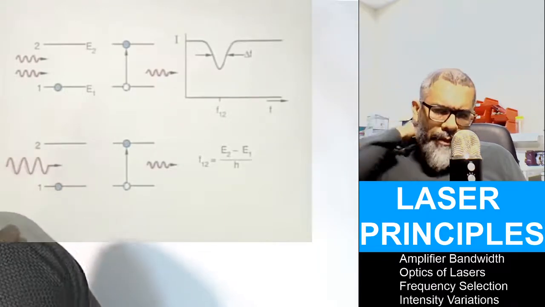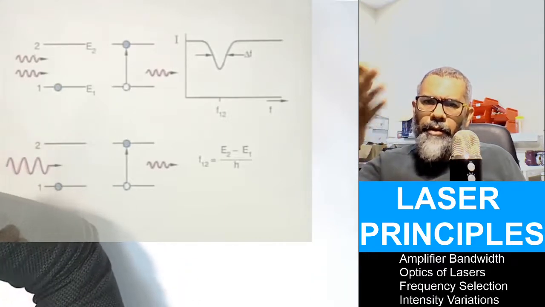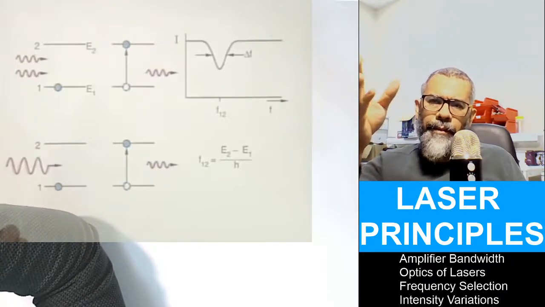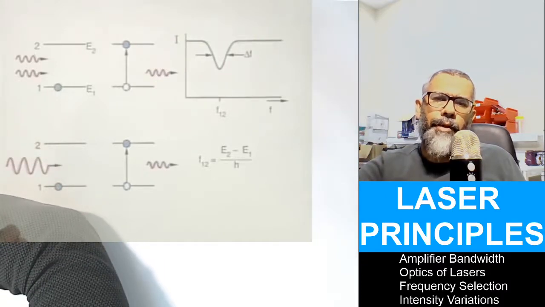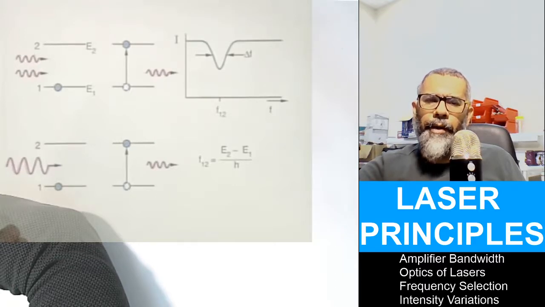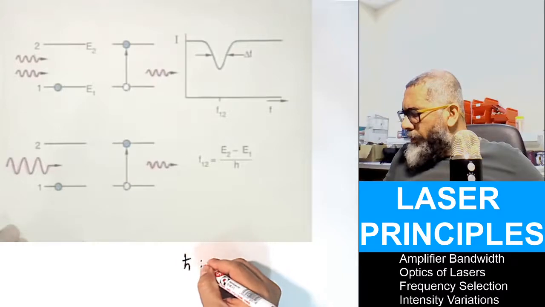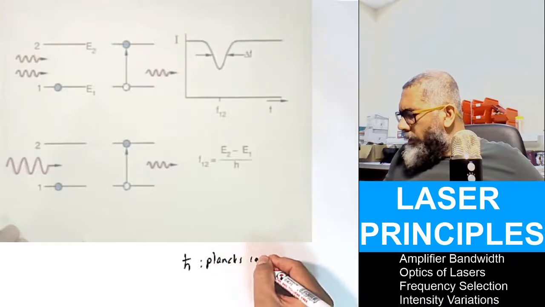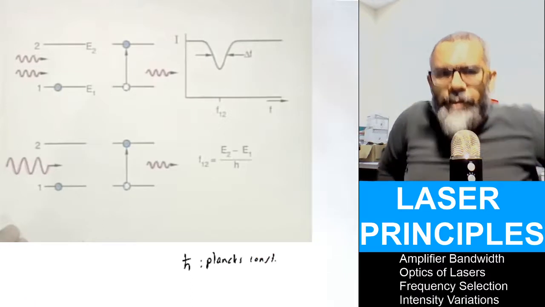But of course, energy and frequency are not the same physical quantity. Energy is measured in joules, and frequency is measured in hertz. Since these are different physical quantities, in order to match the units for these two, we divide the difference of the energy by h bar. H bar is the Planck's constant. Whenever we are talking about quantum mechanics, h bar is always there.